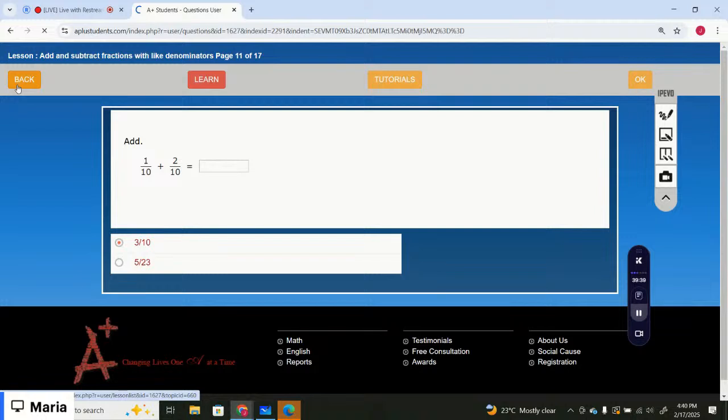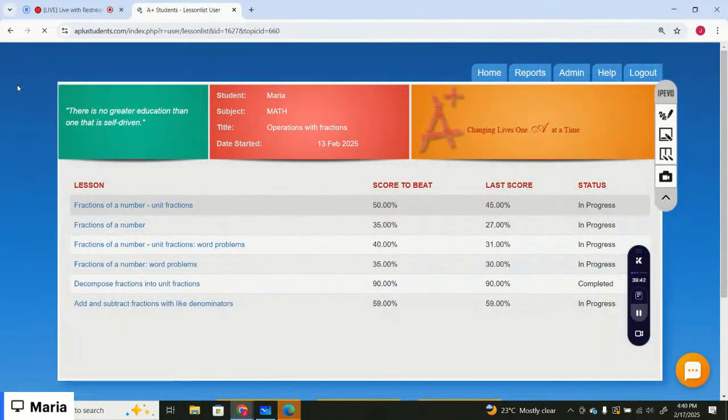So we were working on grade 3 math. The chapter we were working on is operations with fractions. The lessons we have covered today are fractions of a number, word problems, decompose fractions into unit fractions, and add and subtract fractions with like denominators. So please make sure you have your notebook and pencil. Please make sure you complete all the practice questions for the lessons we just did. That is your homework until the next session.